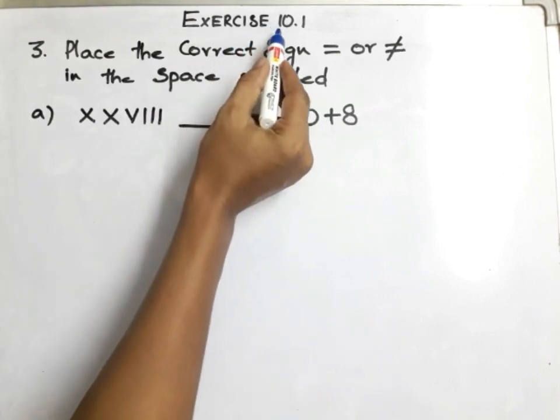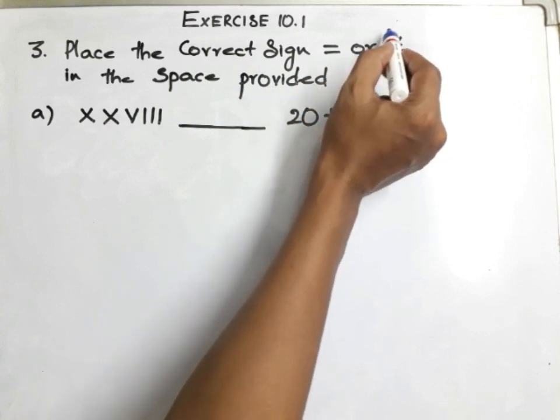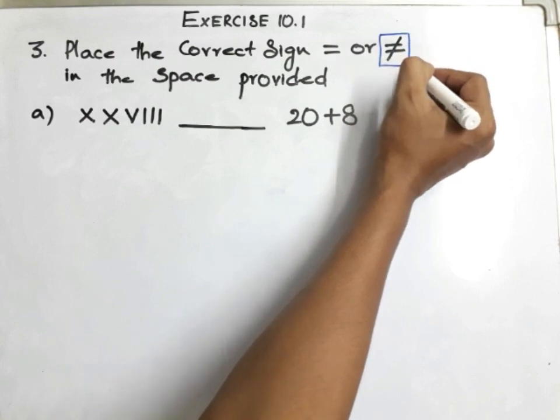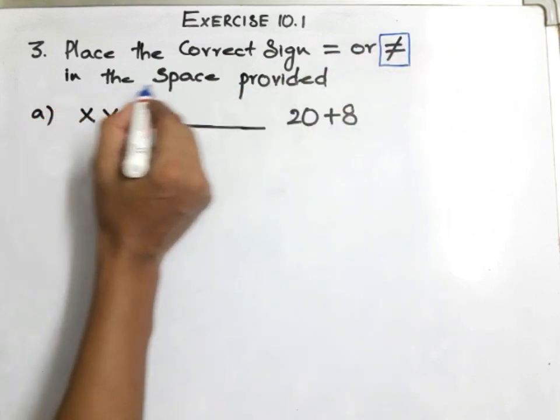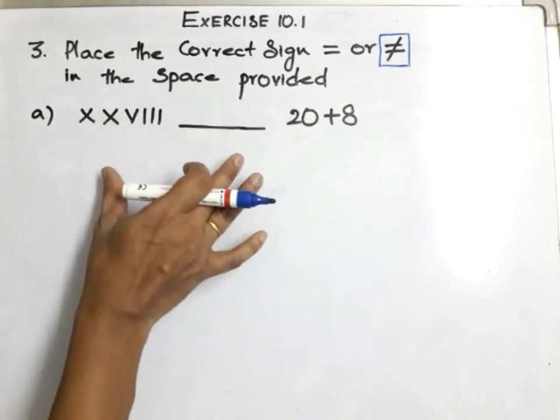Now exercise 10.1, third Roman: place the correct sign, is equal to or not equal to. I hope you all know this symbol. This is not equal. Equal to or not equal to in the space provided. That means this is a fill in the blank type question. So you don't copy anything in CW. Only first Roman and second Roman you have to copy in CW. I wrote here just to explain the process. So you can directly mark the answers of this Roman in the textbook. I will tell you.